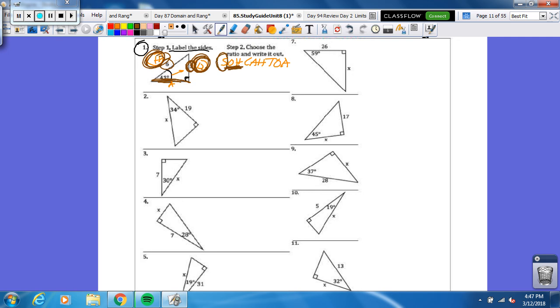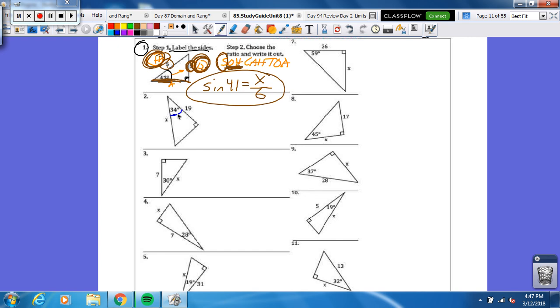S stands for sine. So if I set this up, the sine of 41 equals opposite, which is x, I don't know what that is, over hypotenuse, which is 6. And that's how you set it up. Okay? Let's try another one. Numero dos. These ones can be kind of tough, so we're going to go slowly here.